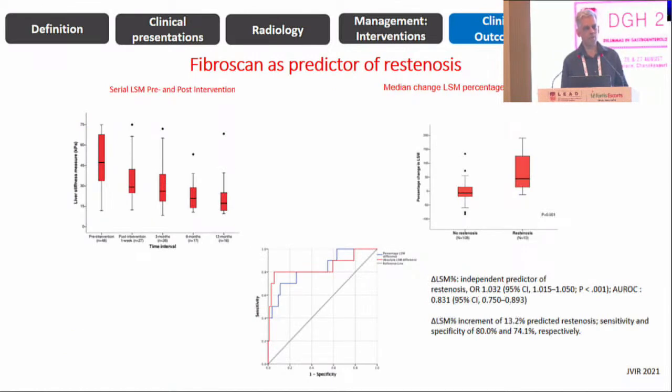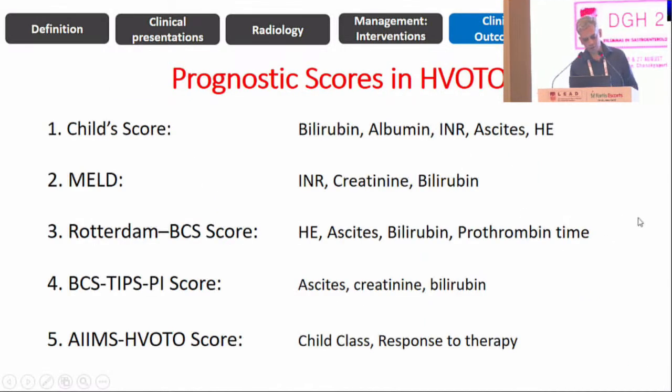FibroScan could be a modality used for predicting restenosis. What we looked at in our analysis showed that a rise in LSM post-intervention by 13% predicts restenosis. There are lots of prognostic scores which you can use, but most of them have not been validated. We have also come up with our own score, but this still needs more validation across centers to see how it works in patients.